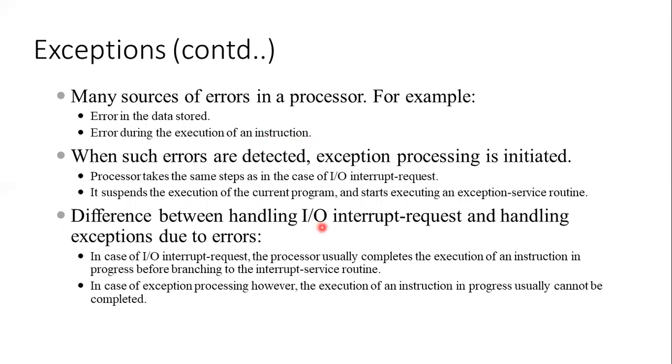So what is the difference between handling an IO interrupt request and handling an exception due to error? In case of an IO interrupt request, the processor usually completes the execution of the instruction in progress before branching to the interrupt service routine. In case of exception processing, however, the execution of an instruction in progress usually cannot be completed.